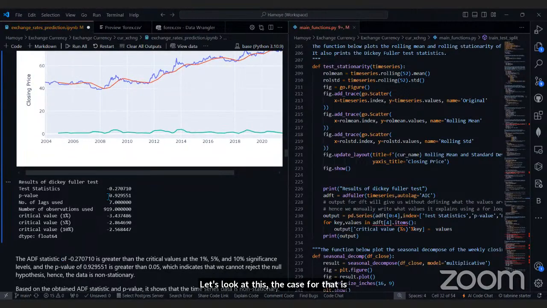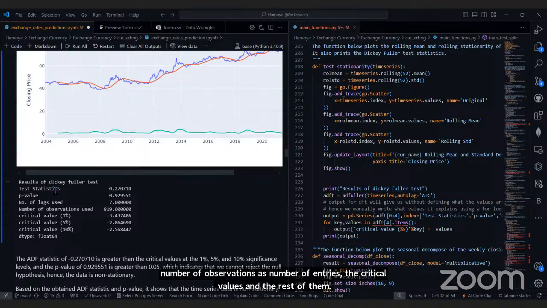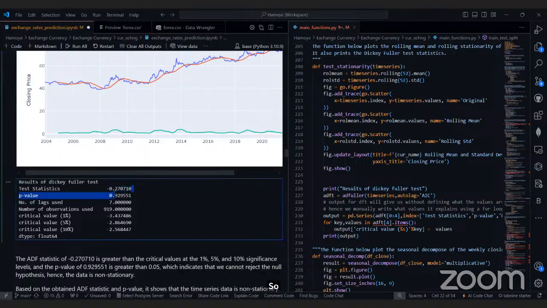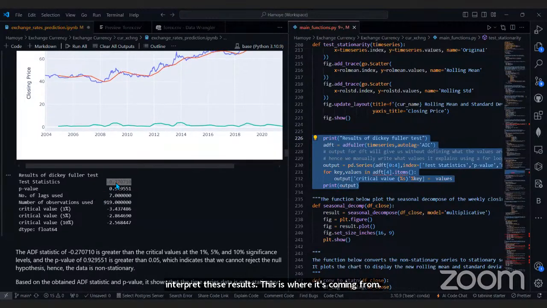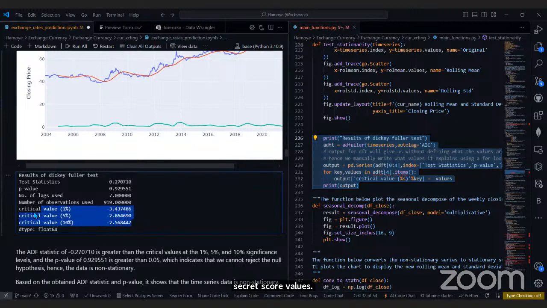So we have the test statistic. We have the p-value, the number of lags used, and the number of observations, the number of entries, the critical values, and the rest of them. So the test statistic, this one here, I'm trying to interpret these results. This is the Dickey-Fuller test. This is where it's coming from. This test statistic is usually compared with these three critical values to determine stationarity.